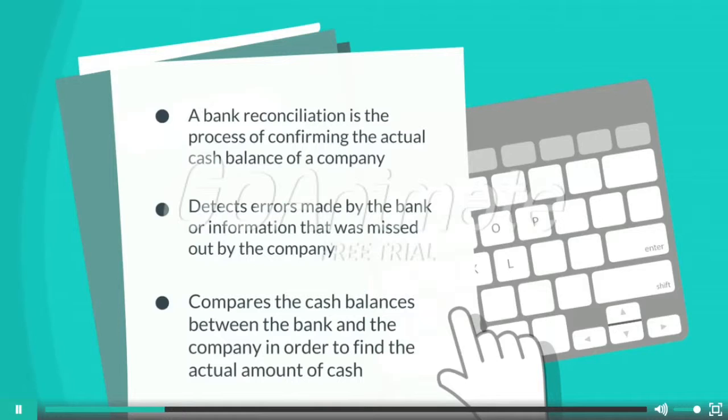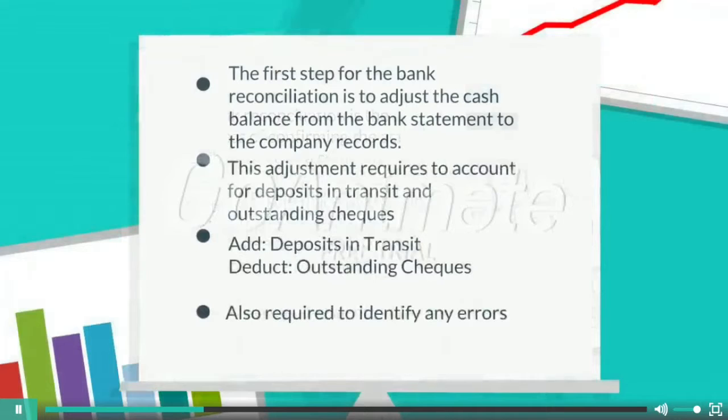The bank reconciliation refers to the process of recognizing and noting the differences between the cash balances on a bank statement and the cash balance in the company records. It confirms the accuracy of the bank's and the company's cash balance, allowing them to detect errors and determine the actual cash balance to be reported on the balance sheet.